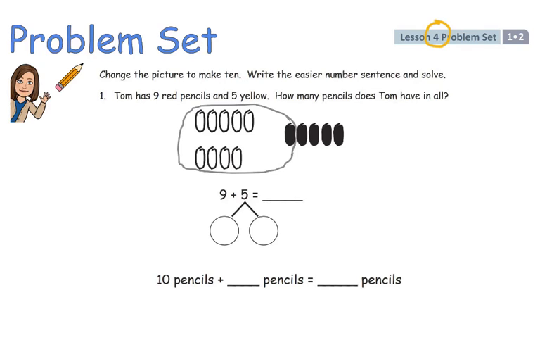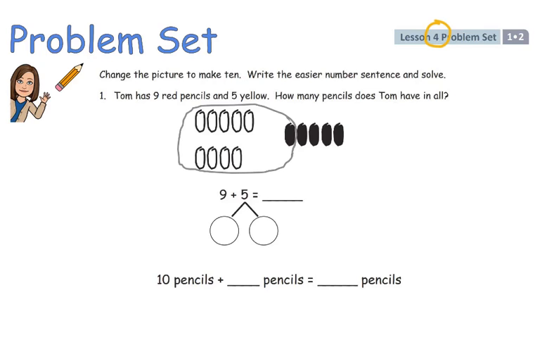So, the directions say change the picture to make 10. So let's see how they're circling 10 here. Write the easier number sentence and solve. Okay. So we have Tom has 9 red pencils and 5 yellow. How many pencils does Tom have in all?